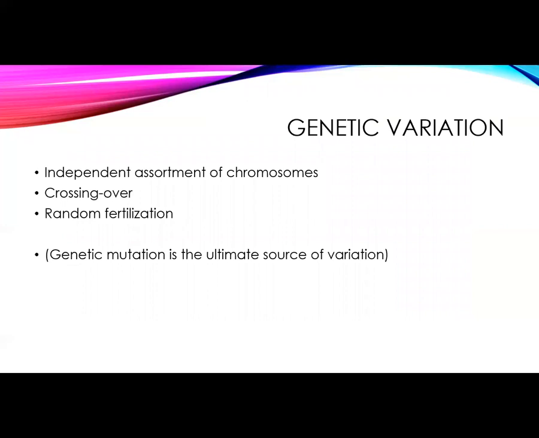So the whole point of all of this is to ensure genetic variation. You get independent assortment of the chromosomes, you get crossing over, which you've already seen, and you get random fertilization. In the next segment, I'm going to talk about independent assortment of chromosomes and a little bit about random fertilization.